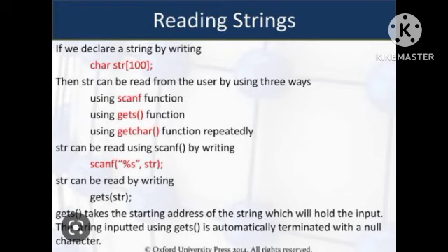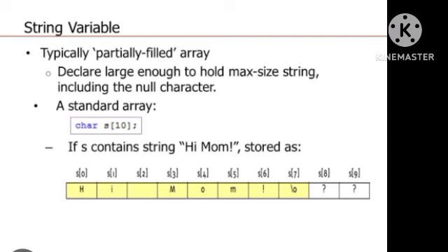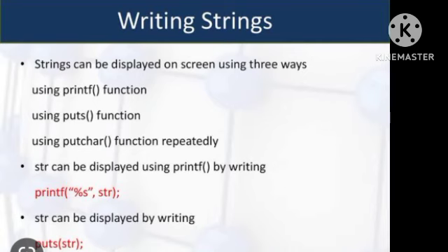Reading of strings. To declare a string, we write a string variable, typically a partially filled array, declared large enough to hold the max size of the string, including the null character, for example char s[10]. If s contains the string "hi mom", it is stored in positions 1, 2, 3, 4, 5, 6, 7, 8 up to 9. Here the null character is also counted in the string variable, so totally 1, 2, 3 up to 9.